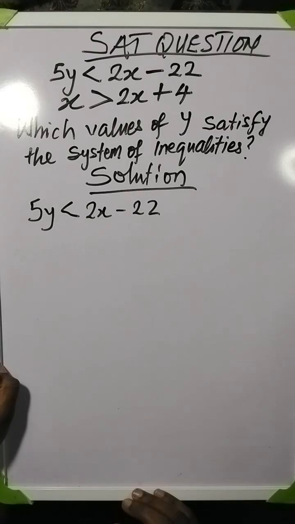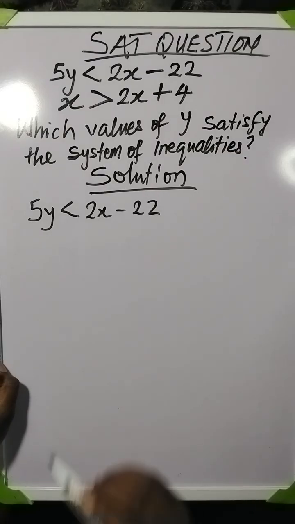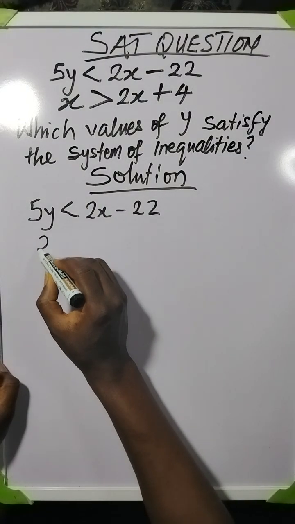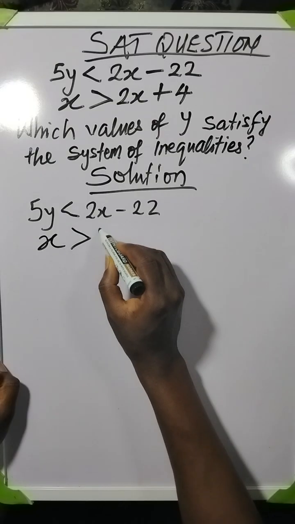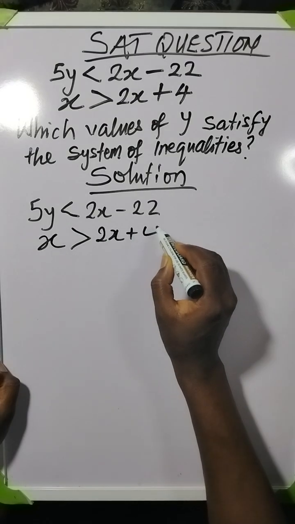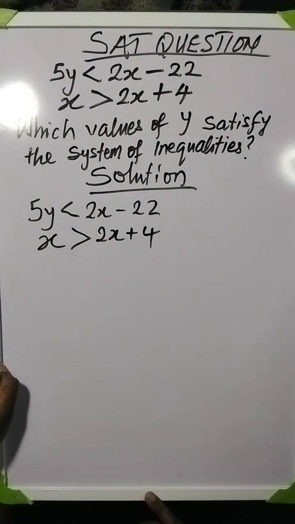And in SAT, you need to maximize your time and be strategic about how you solve your question so that you don't waste too much time on a particular question. Now, look at the second inequality: x is greater than 2x plus 4. Here, I can do some manipulation. So let me solve this second one.